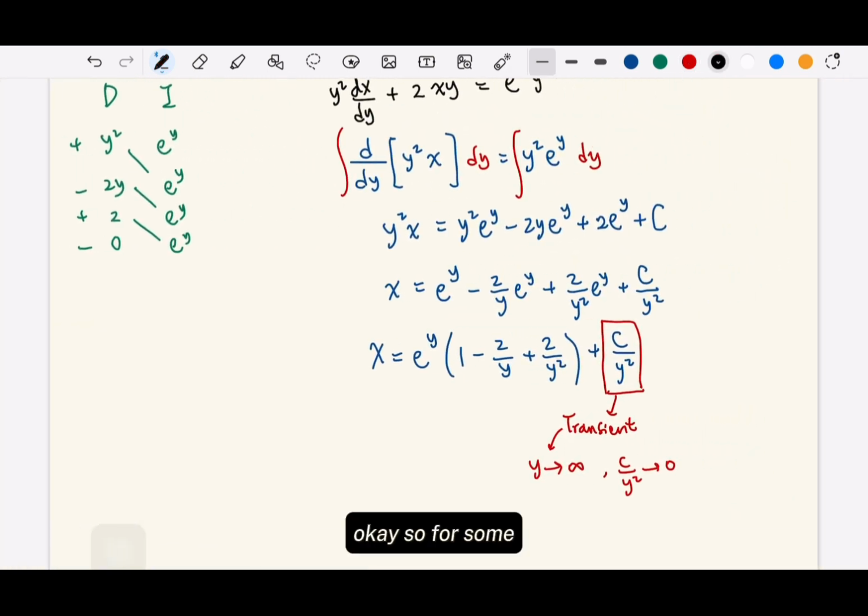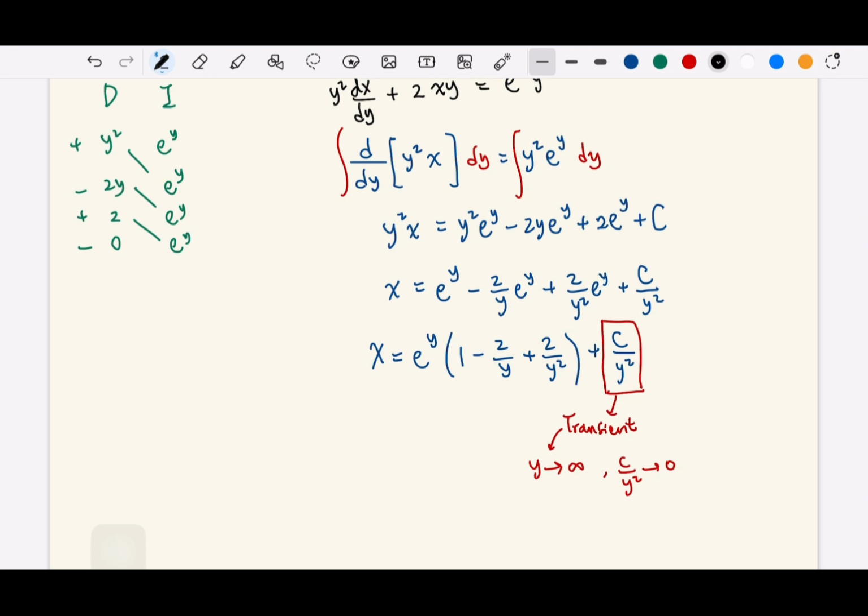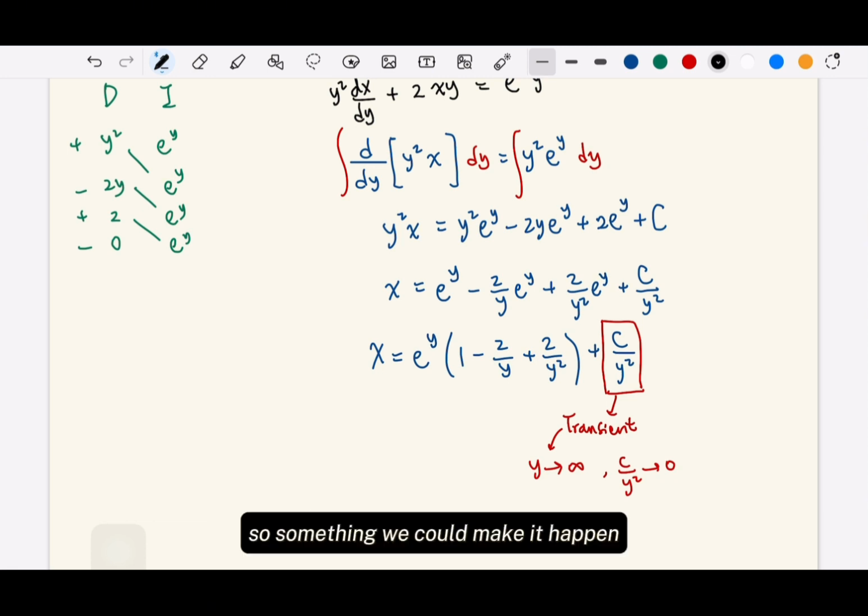Okay. So for some equations, for the linear one, usually we think that linear is dy over dx, but it can be also dx over dy. It depends on our assumptions, perspectives. So sometimes we could make it happen.